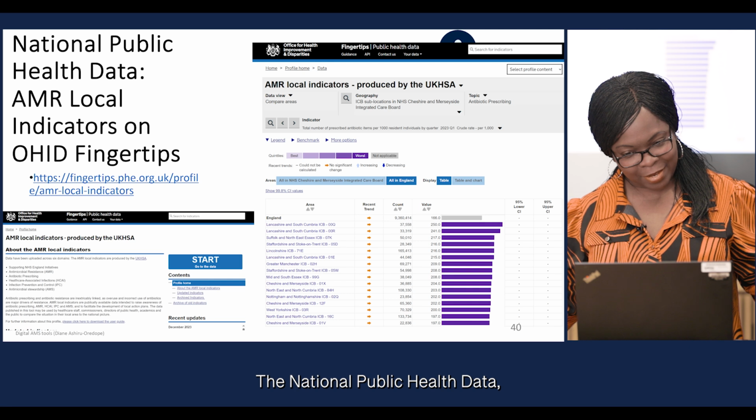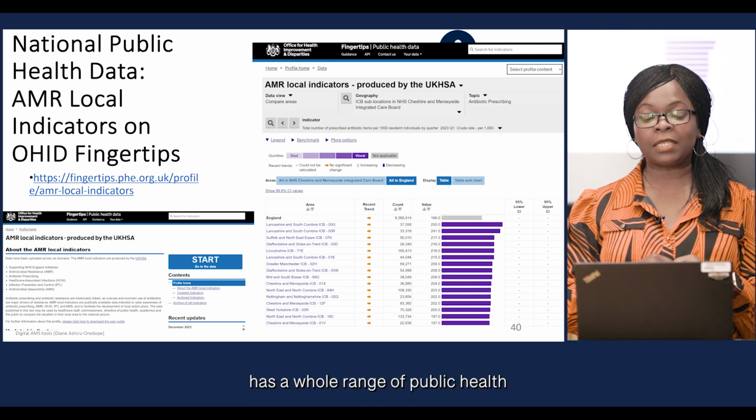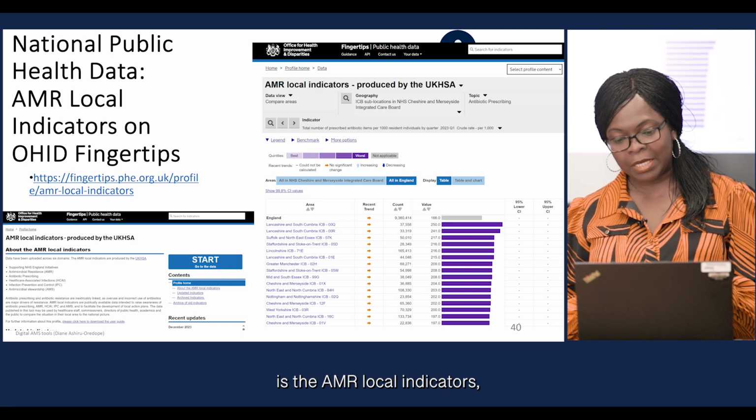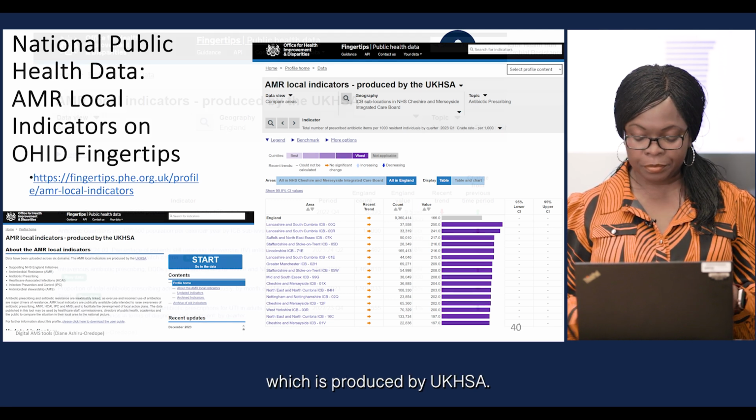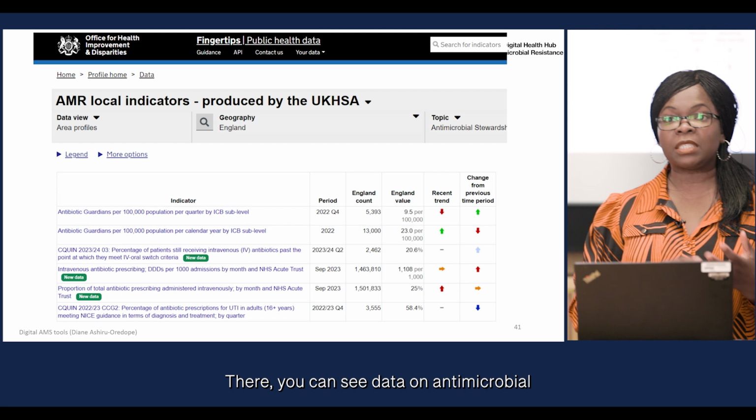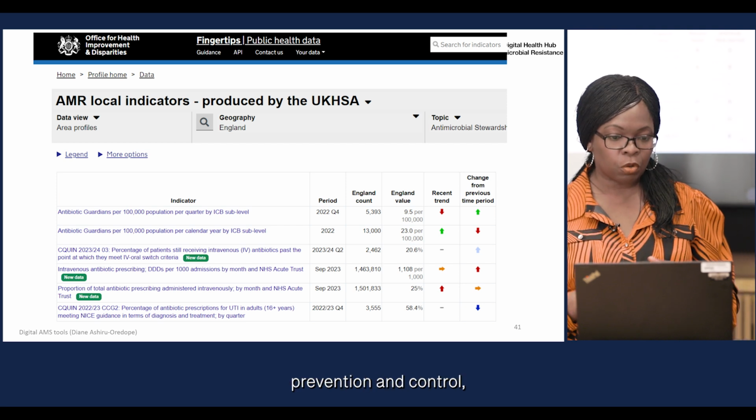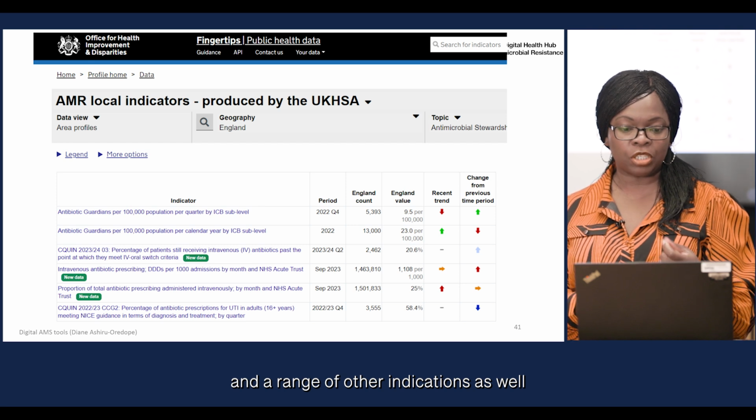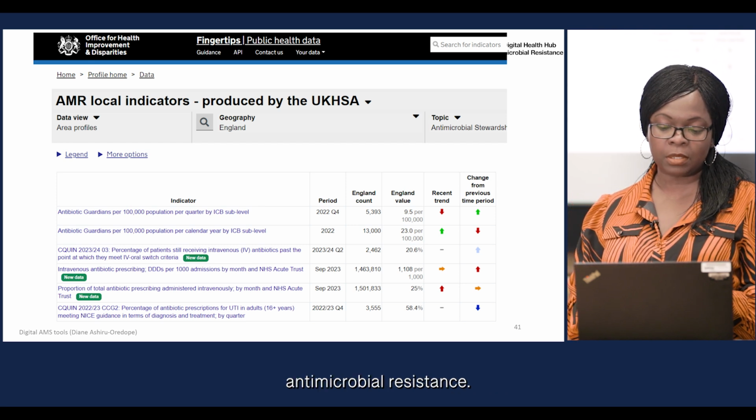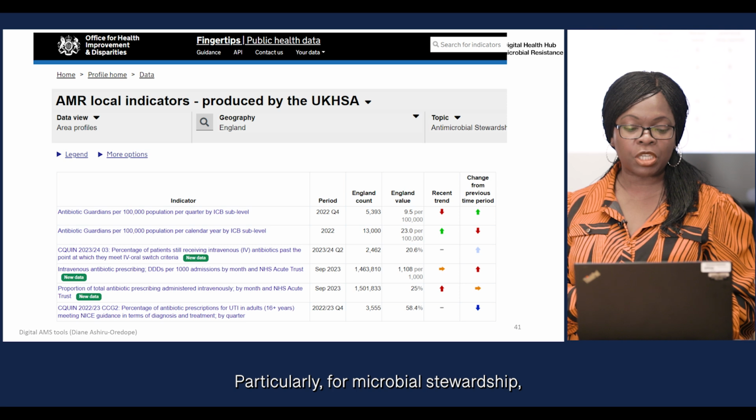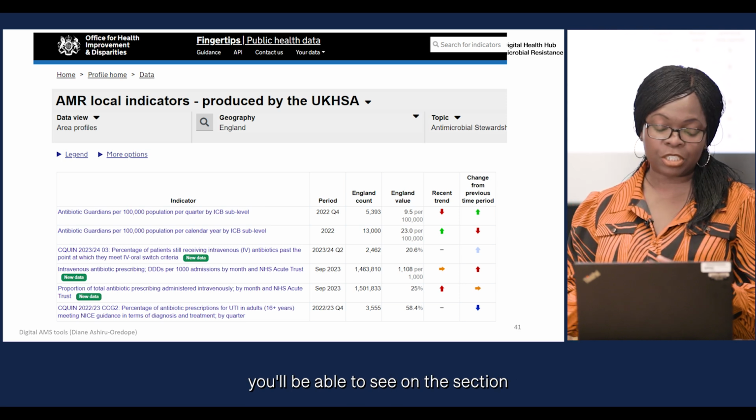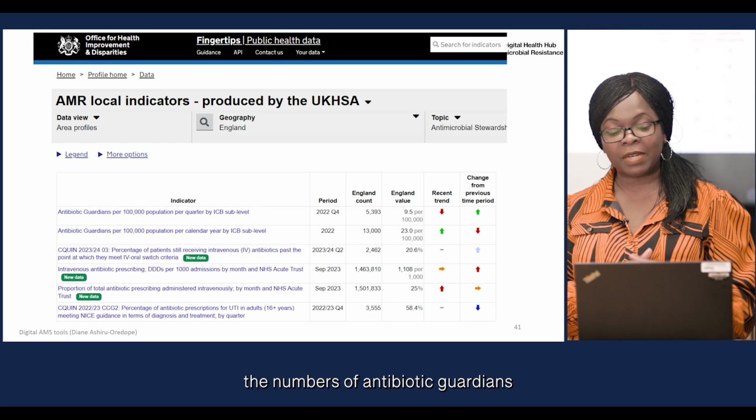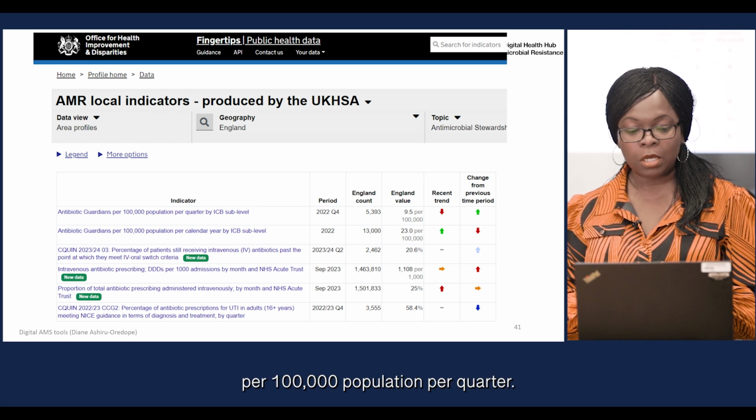The National Public Health Data, which is on OHID Fingertips, has a whole range of public health data available. Part of that is the AMR local indicators, which is produced by UKHSA. On there, you can see data on antimicrobial stewardship, infection prevention and control, antimicrobial resistance, and a range of other indicators as well focused on tackling antimicrobial resistance. Particularly for antimicrobial stewardship, you'll be able to see the numbers of antibiotic guardians per 100,000 population per quarter.